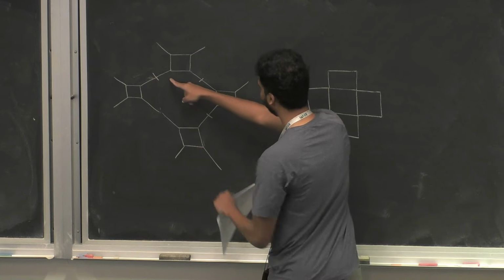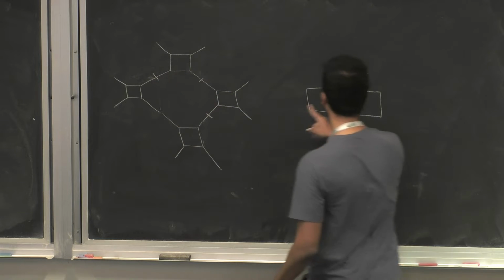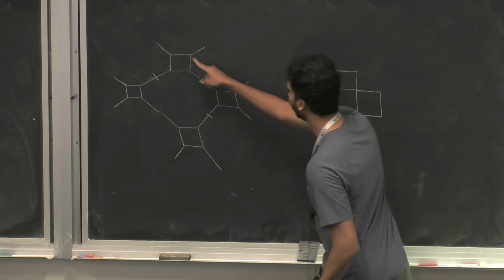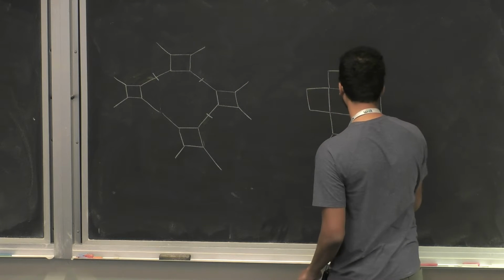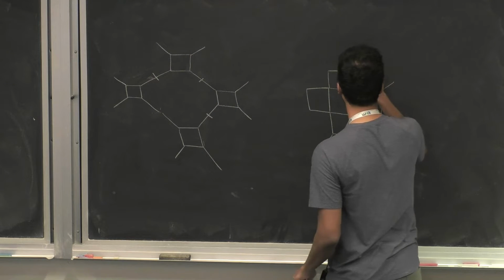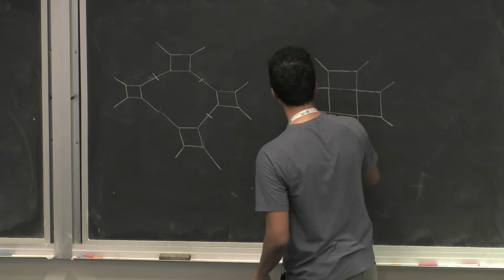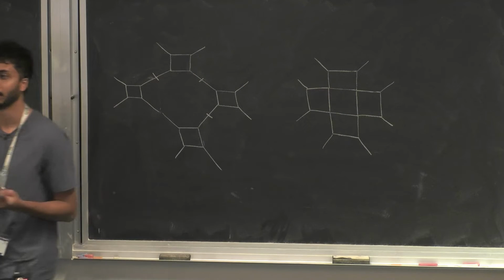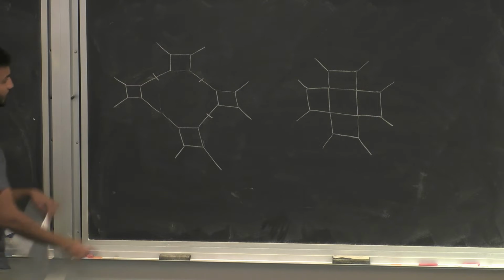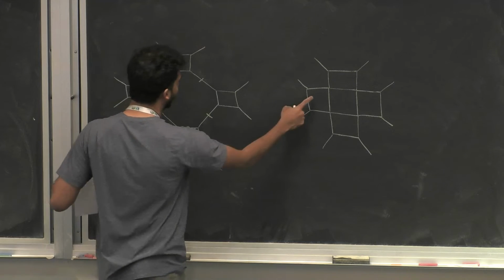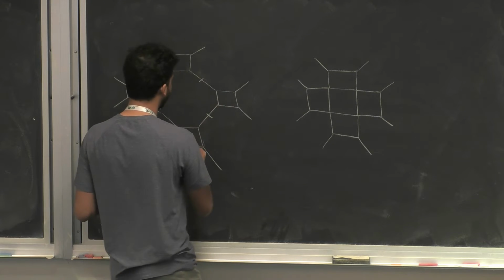Once I contract these, this thing becomes a square. So that's the square over here, and then you have the 4 neighboring squares, and these have legs. So I get this picture here. And now I do another mutation. When I do this, I get new cluster variables at all of these faces.